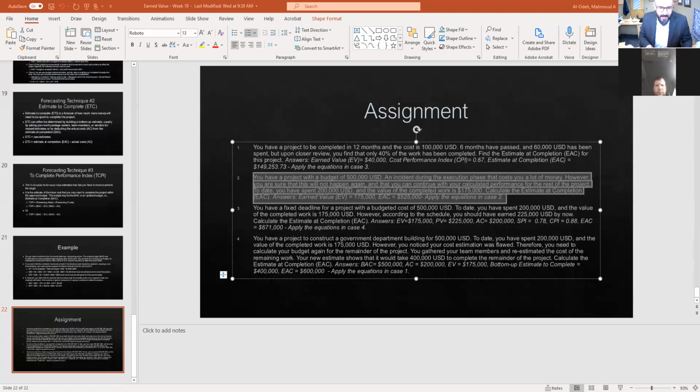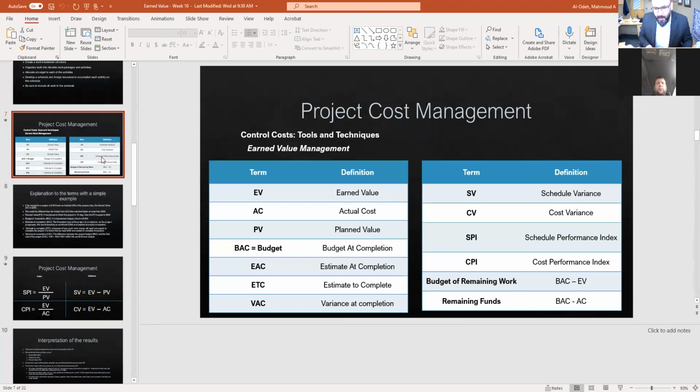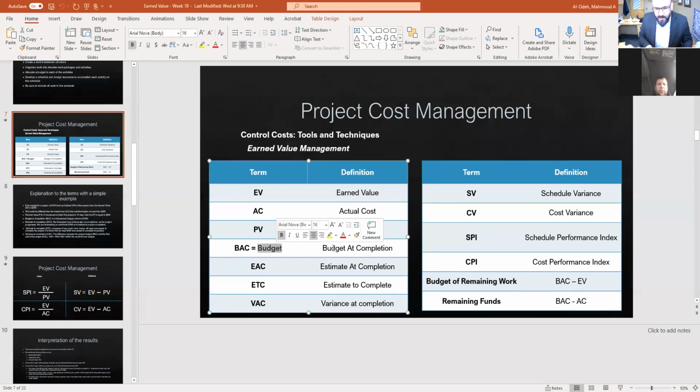But now this is not what is in the question. So now what I want from you is to translate this into the equation language. Instead of saying budget, in the equation language they call it BAC. That's the BAC, and the terms I did provide for you at the beginning of the slides. The BAC would be the budget at completion, and I'm looking into the slides here just to share with you where I'm looking. It's BAC, the budget or budget at completion.